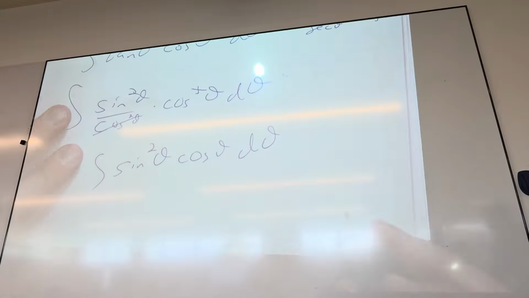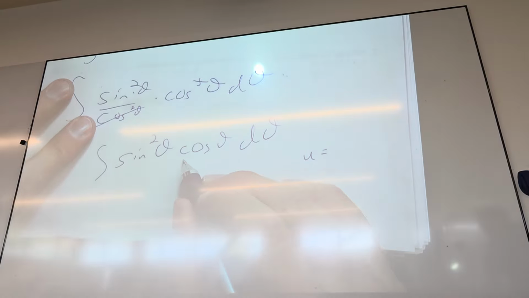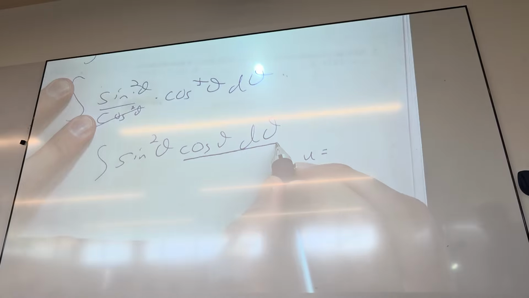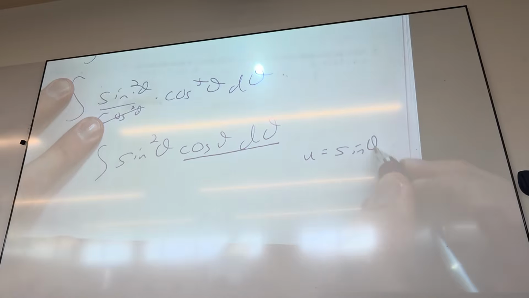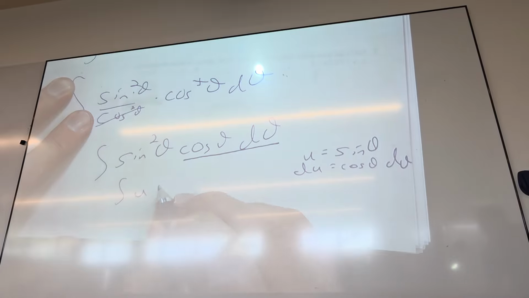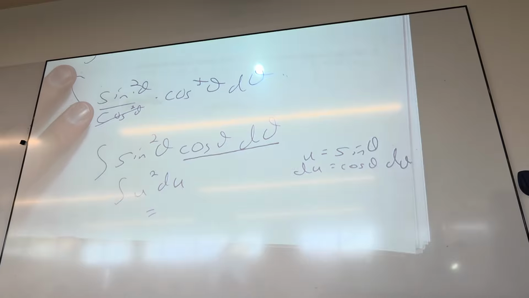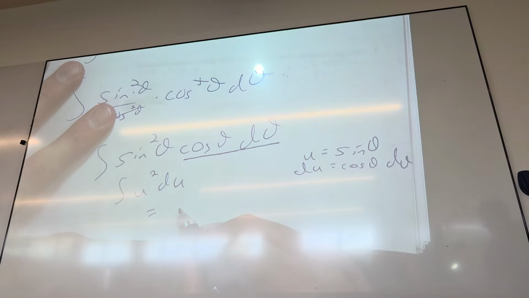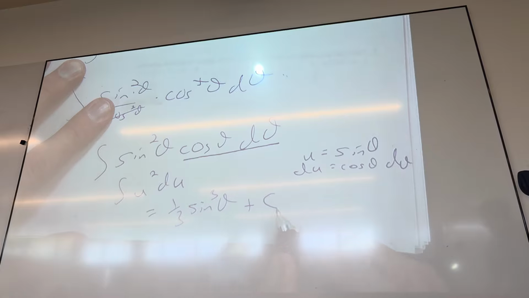So what am I going to let U equal here? You can see your du already, yes? Yes, sine. So U has to be sine, so du is what it is. So what's that? Yeah, U cubed, and U was sine.